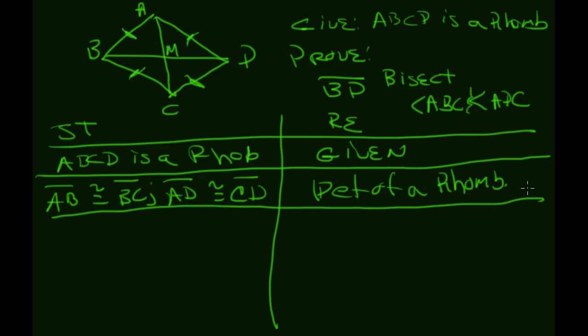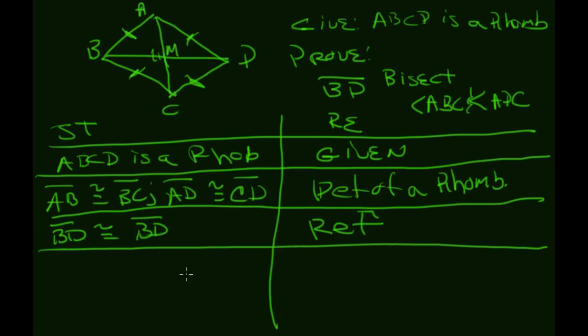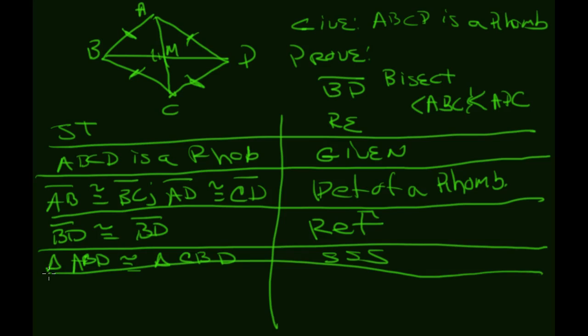We also know that BD has to be congruent to itself, by the reflexive property. So this segment is congruent to itself. Well, there we go. We've got two congruent triangles, the one up top and the one on the bottom. Triangle ABD has to be congruent to triangle CBD because of SSS.